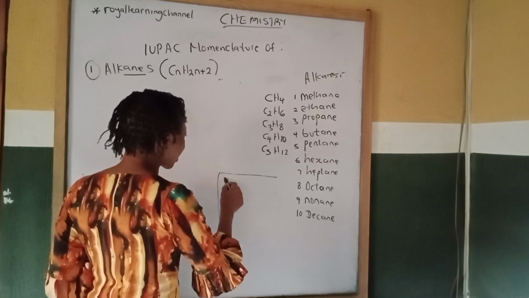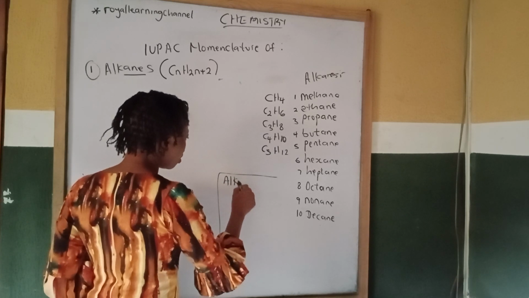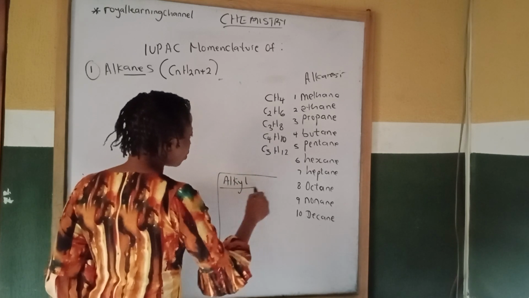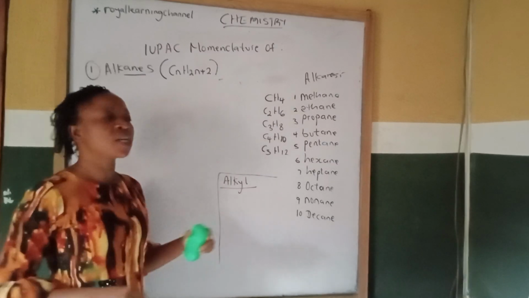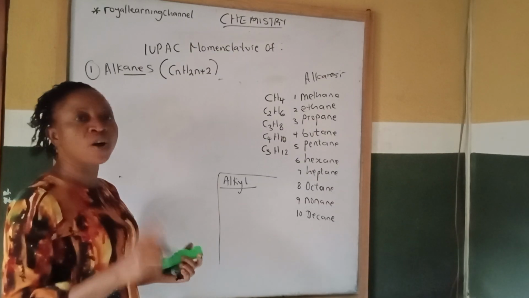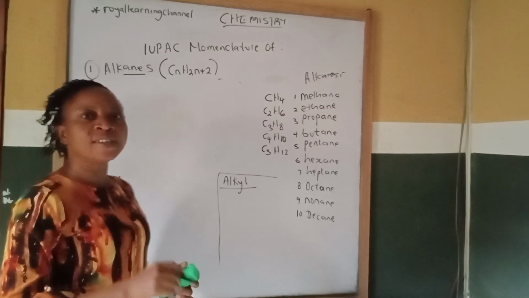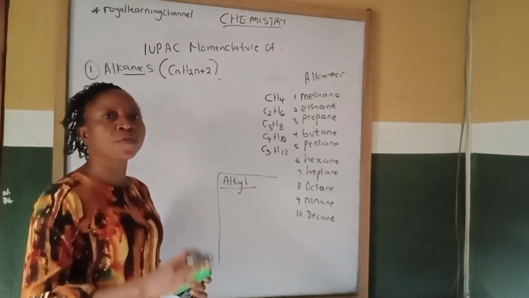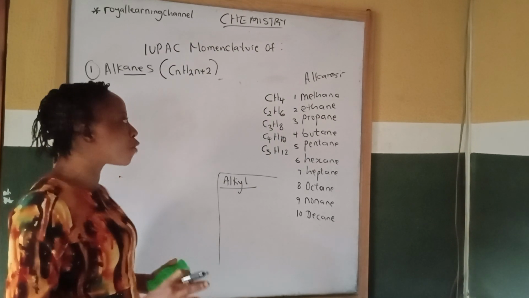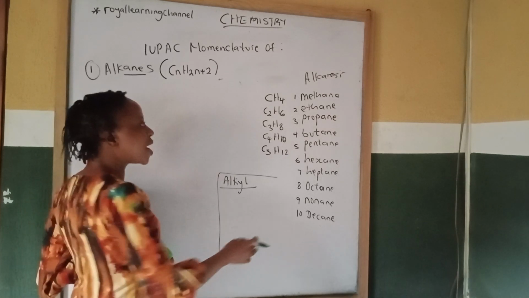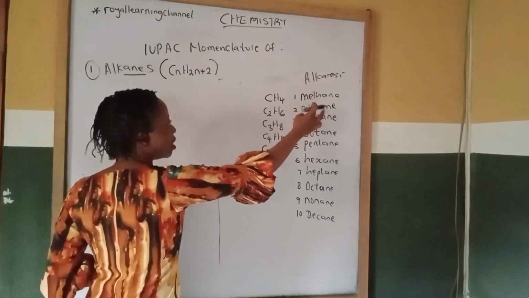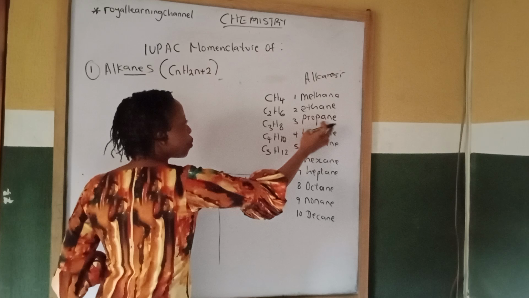Don't forget that alkyl groups are derived as a result of loss of one hydrogen atom from alkane. Then don't forget that you can still use your prefix, that is met, et, prop.